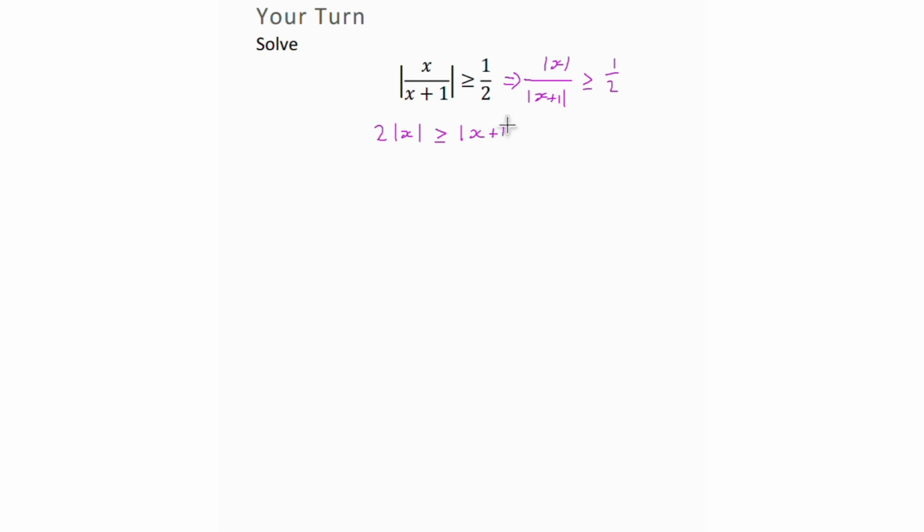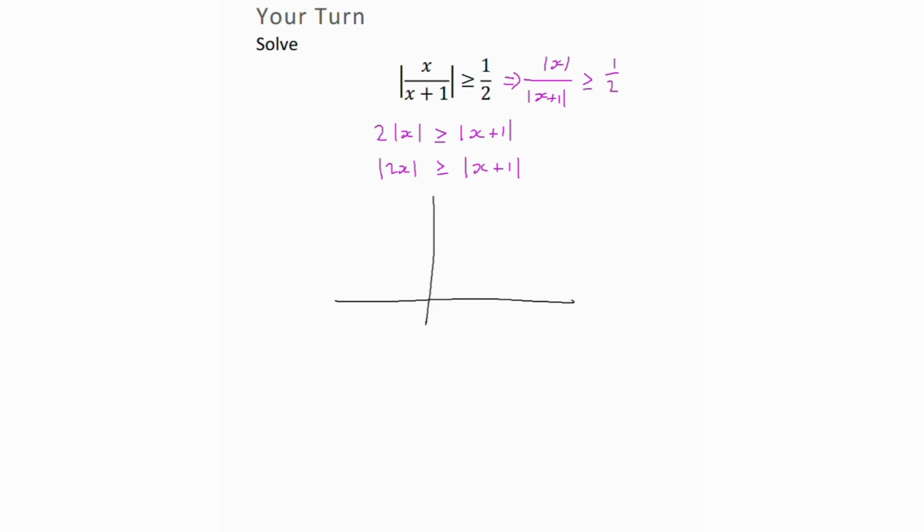And then multiplying through, we're going to get 2 lots of the absolute value of x is greater than or equal to the absolute value of x plus 1. And this is the same as the absolute value of 2x is greater than or equal to the absolute value of x plus 1. So now we've got 2 linear functions that we're taking absolute values of, which is a bit easier to handle.